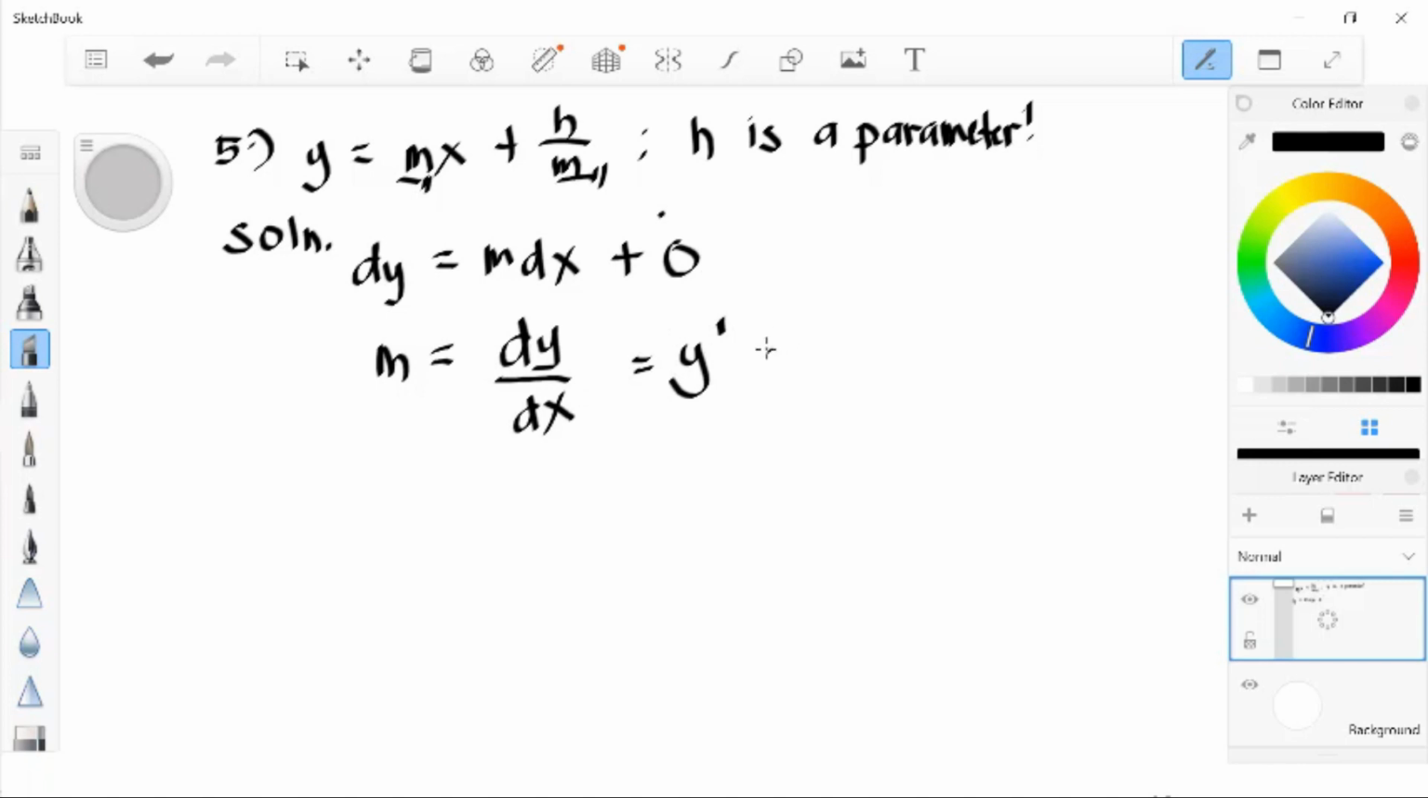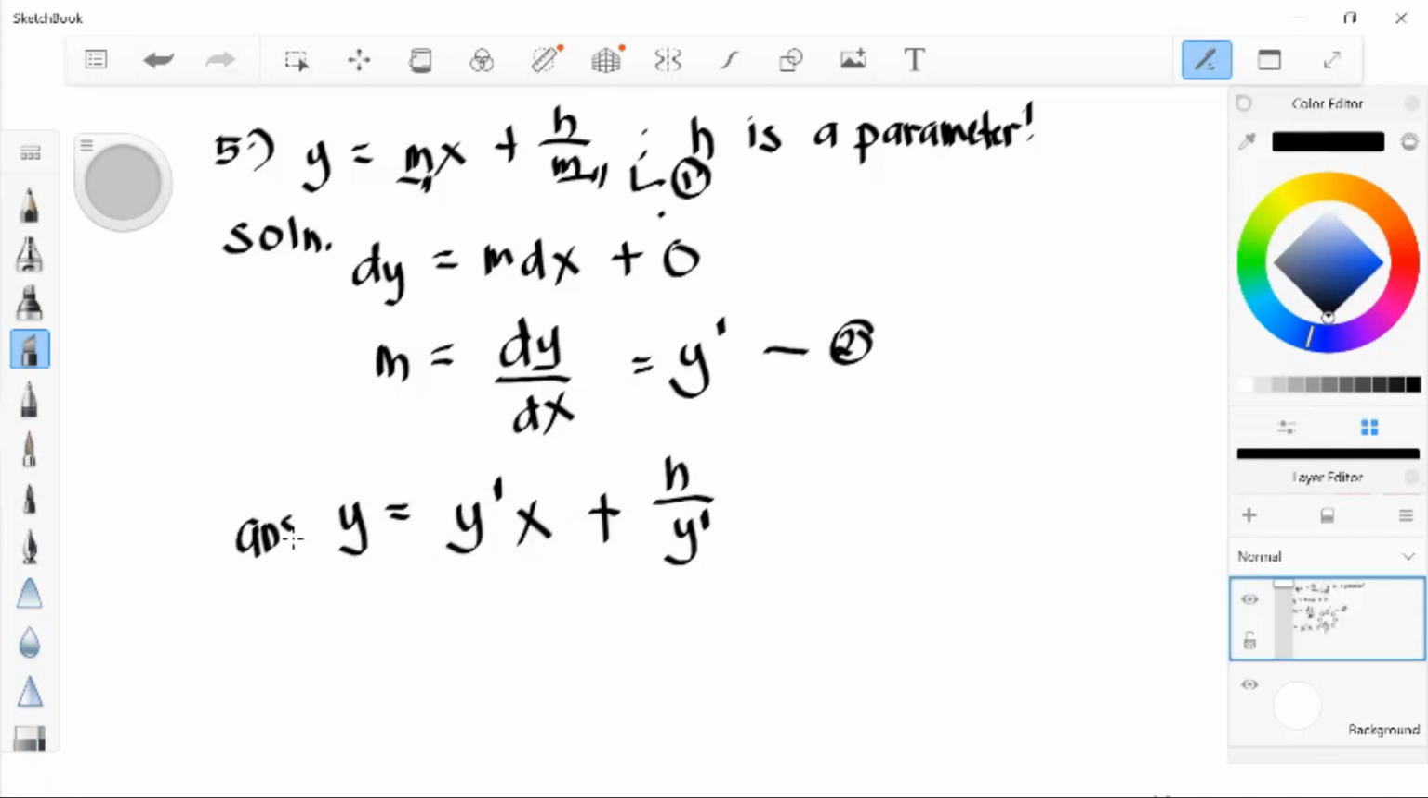Again, we plug this equation 2 inside equation 1. So let's do that. That is y is equal to m. What is the value of m? That is y prime x plus h over y prime. And again, that is our final answer.